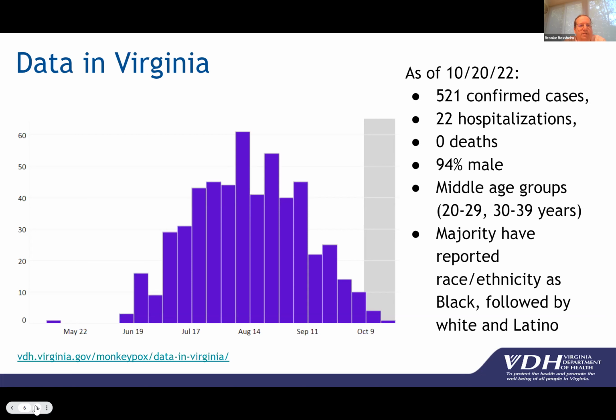You can see the epidemic curve on the left-hand side, and you can see that we hit a peak of cases in roughly the middle of August. Since then, the case counts have been going down. You can see that gray bar on the right-hand side, which indicates uncertainty. That's very new data, and obviously we don't know what the future trajectory of monkeypox will be, but we can see that the number of cases is going down.